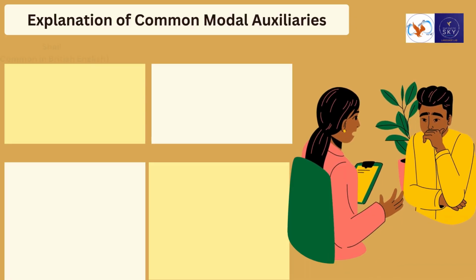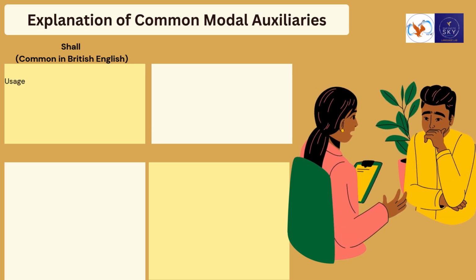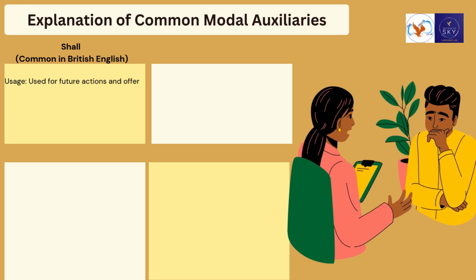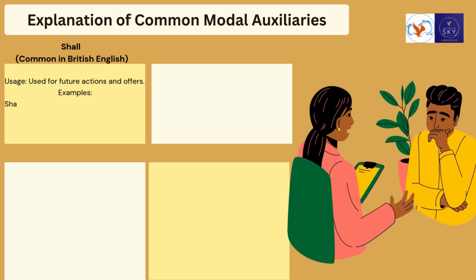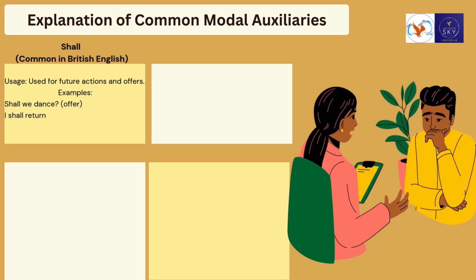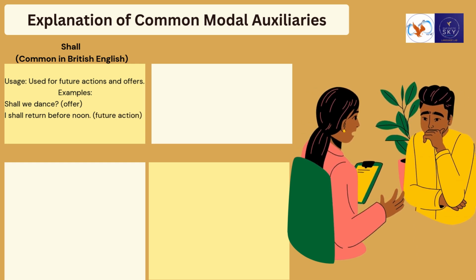Moving on to shall, which is a very common modal verb in British English. Shall is great for future intentions or polite offers. Observe these examples. Shall we dance is an offer, and I shall return before noon is a future action. Next up is should.